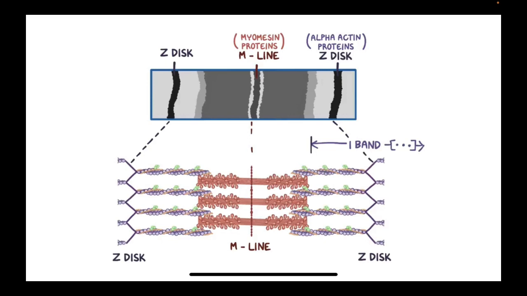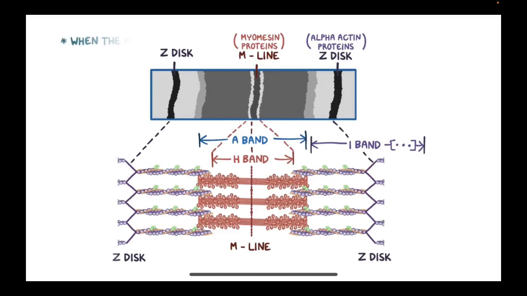Now each sarcomere has two half I bands on either end. The region with thick filament is called the A band, and it appears dark. Most of the A band has an overlap between the thick and the thin filament, but there is a region towards the center termed the H band, which has only thick filament, as you can see here in the diagram.